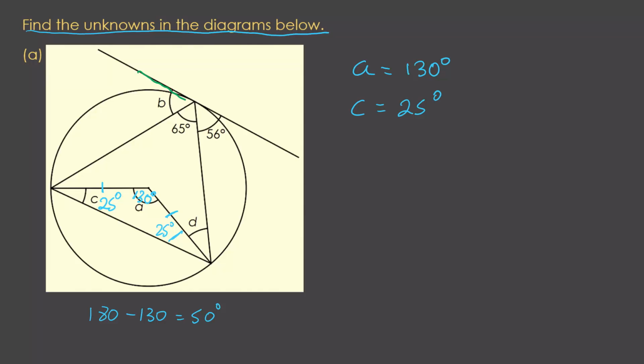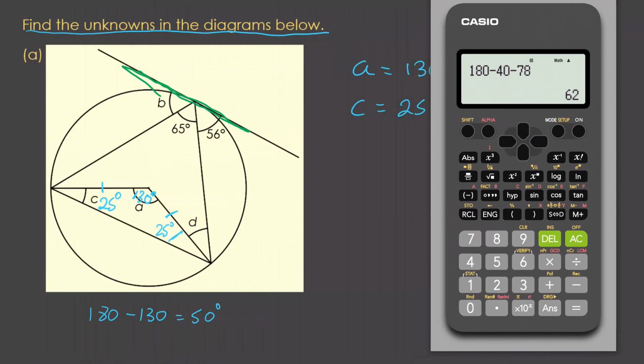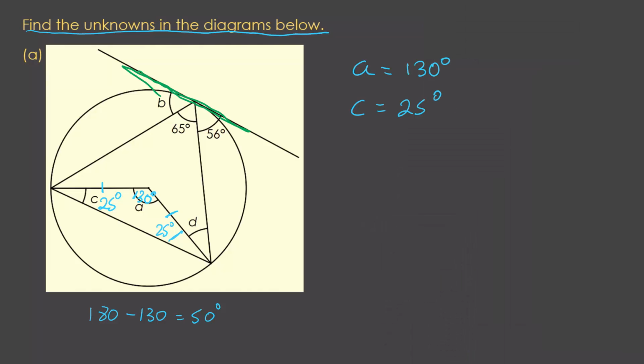Up here I have a straight line and those angles must add up to 180. So B is going to be 180, take away 65, take away 56, which is 59 degrees. So B is equal to 59 degrees. And that just leaves us with D.